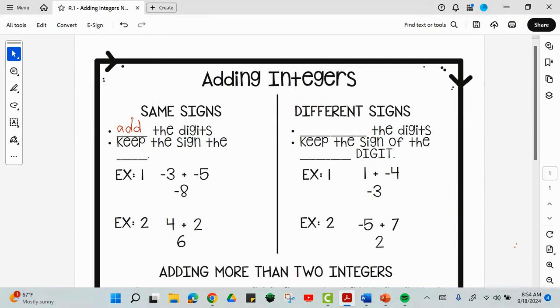And then we're going to keep the sign the same. So as you can see in these two examples, in the first one we have two negative numbers, so we add 3 plus 5, we get 8, and then we keep it negative. And then in the second example, we have 4 plus 2, both are positive, so we just add them and we get 6.